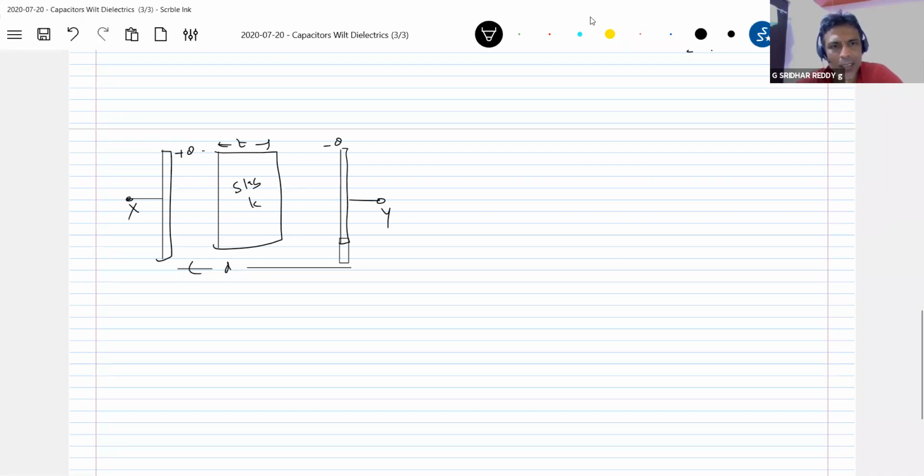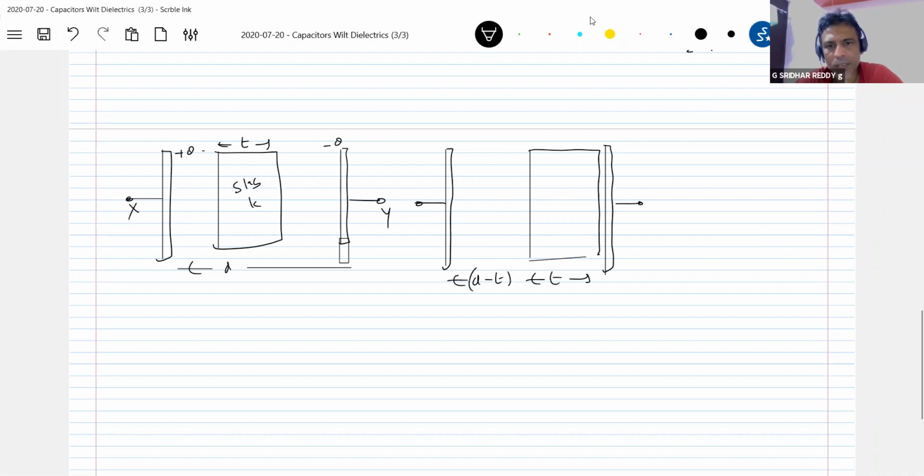Now we have to calculate, it's a partially filled capacitor, I didn't fill it completely. What is the thickness of the slab? T, and area of cross section, let it be A. Then I'll rearrange this. Let this be the... this is thickness T, this is D minus T, no? And this is slab of dielectric constant K.